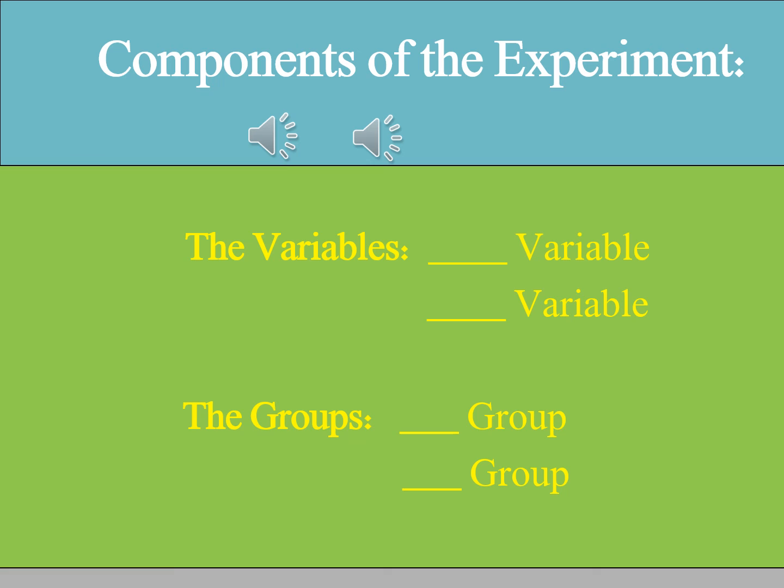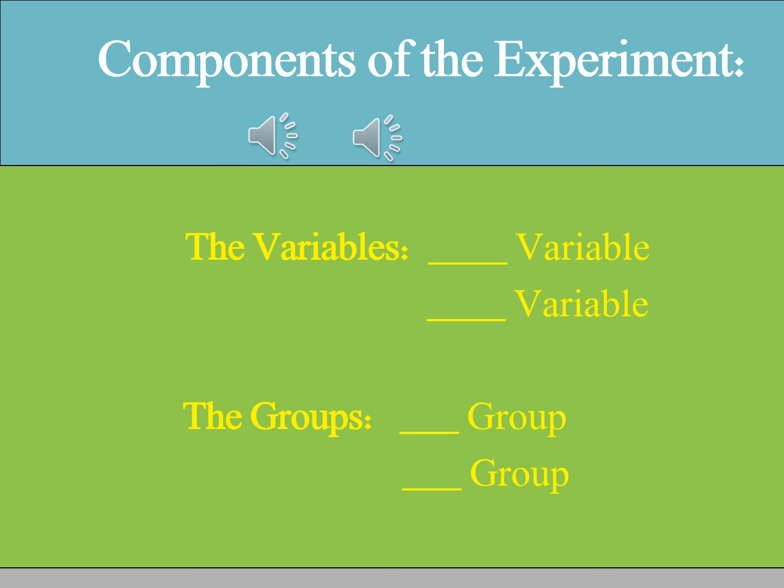So let's look at the basic components of an experiment, those elements which eventually allow the cause and effect conclusion to occur. Two types of variables, two types of groups. Take a moment and see if you can identify both the groups and the variables. So the variables would be independent and dependent. The groups, experimental and control.